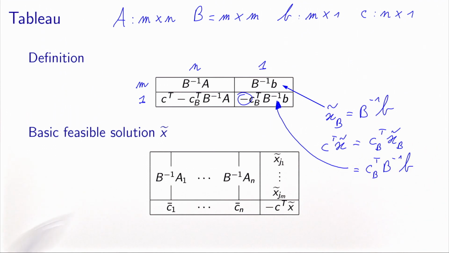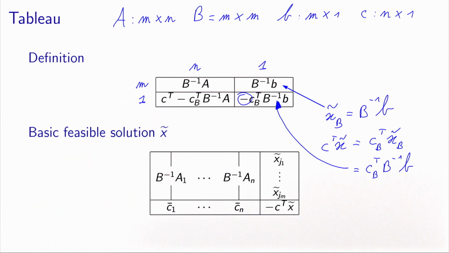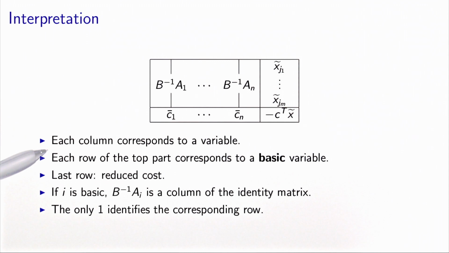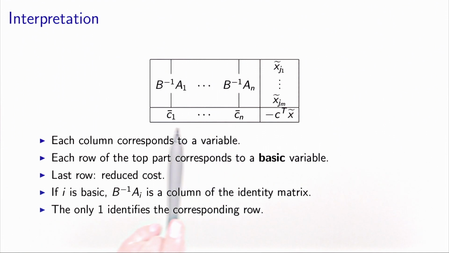And now when you look at the left part of the tableau, each column here is B^-1 times the corresponding column of A, and the last row contains the reduced cost for each of the variables. This is the interpretation of the tableau. Let's summarize this. Each column of the left part corresponds to one variable, from 1 to n. Each row of the top part corresponds to a basic variable, from j1 to jm. The last row on the left part contains the reduced costs, and on the right part contains the value of the objective function, where the sign is changed.